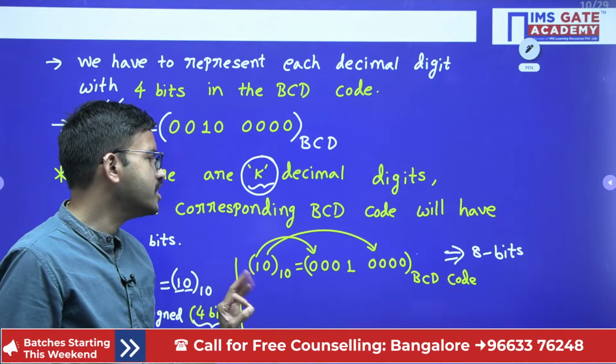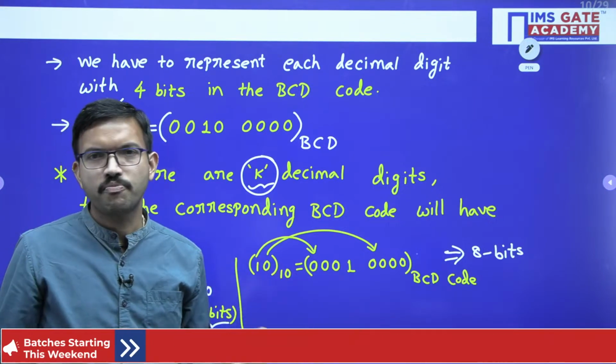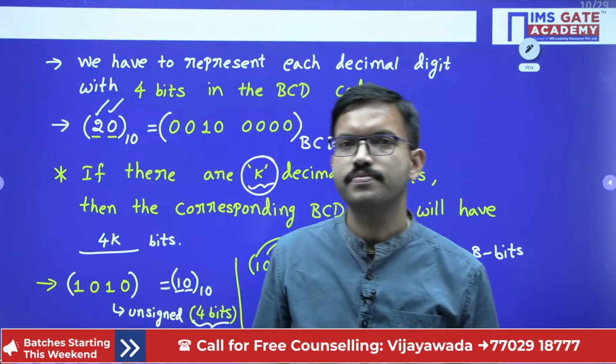But now my question is, why are we using the BCD code? Where are we going to use the BCD code? Any idea?